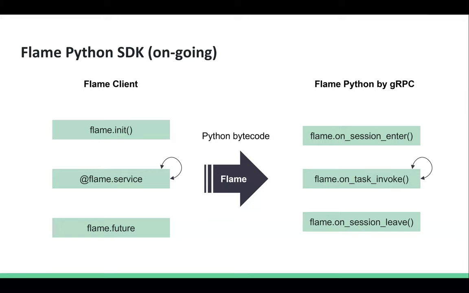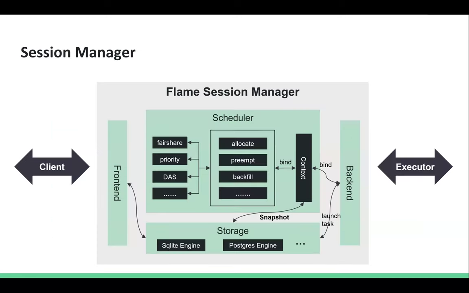For the Python, it's just a wrapper of the core part. We are going to reuse most of them. The following is some detail about the Flame System Manager and its architecture. For example, in this System Manager, we are going to get a request from our client and process the data to the SQL, SQLite or Postgres. Currently, we support SQLite for now for the HA, and we also have a scheduler to do the scheduling. For example, allocate resource for the execution, dispatch task, and do the preemption, something like that.